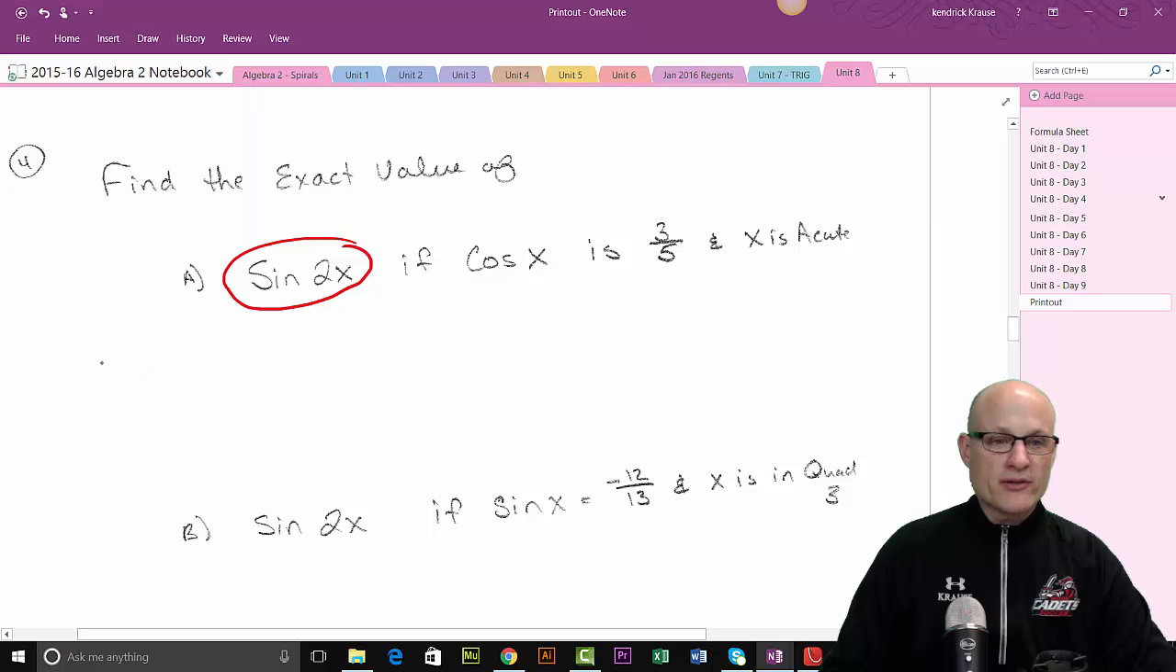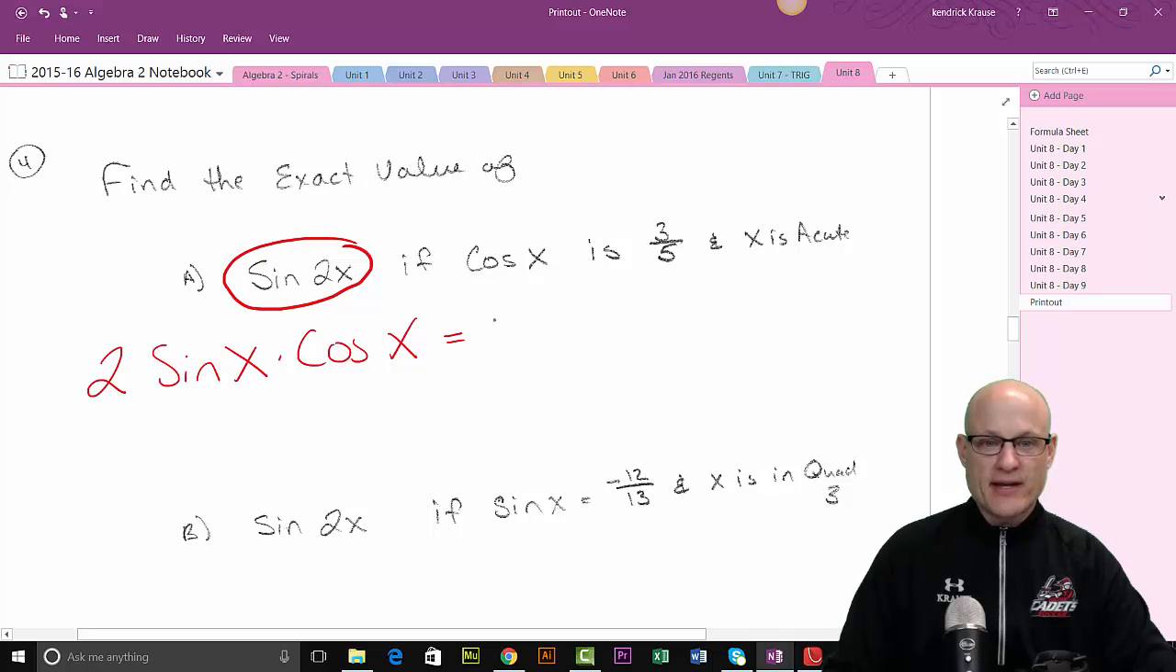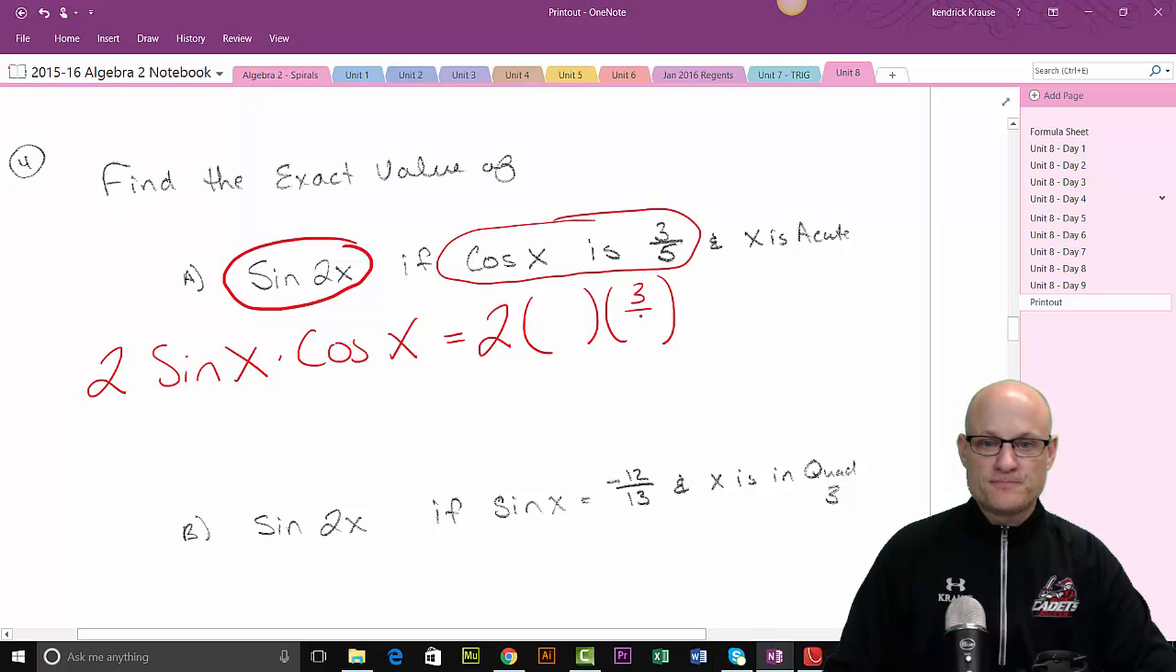So we're going to rewrite this as 2 sine of x. Don't use A. We're using x in this problem. X times the cosine of x. Oh, okay. That's not bad. That's equal to 2 times something times something. Oh. Cosine's 3/5. That's cool. But you don't know this one. But you do know enough to find it.